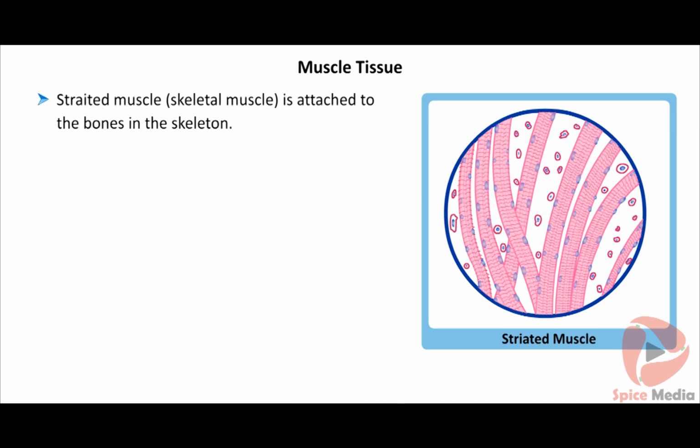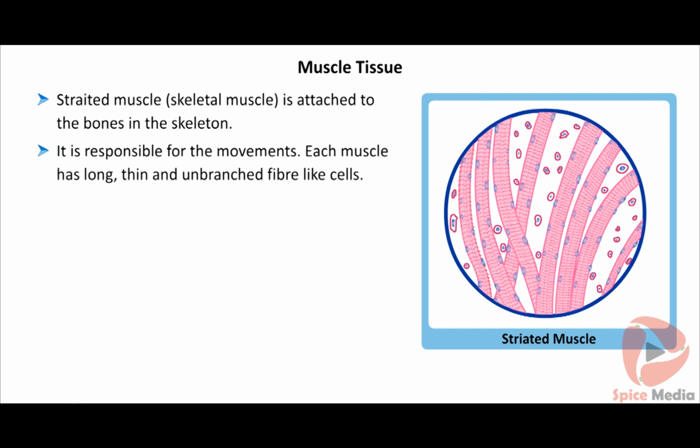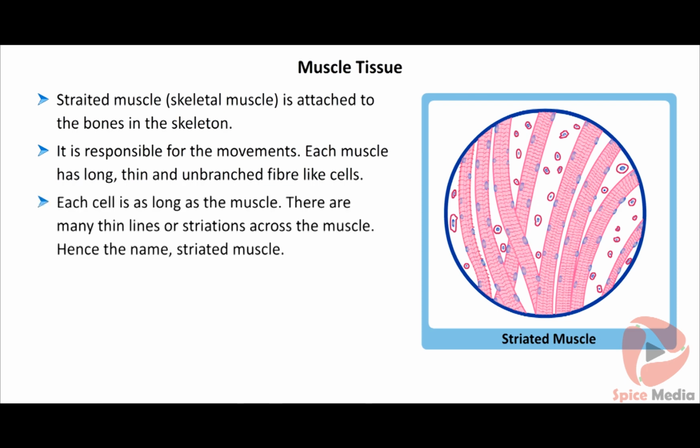They are striated, non-striated, and cardiac muscle. Striated muscle is also called skeletal muscle, as it is attached to the bones in the skeleton and is responsible for the movements. Each muscle has several long, thin, and unbranched fiber-like cells. Each cell is as long as the muscle. There are several thin lines or striations across the muscles, hence the name striated muscle.